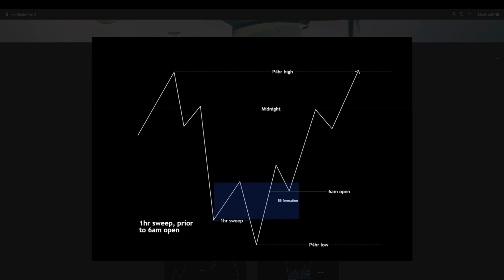And then you've got other examples like this where you don't necessarily need the 1 hour high or low sweep to happen after 6 a.m. It can be prior, okay? So we've got a 1 hour sweep prior to the 6 a.m. open, okay? That's already informing us prior to the open that potentially we are going to look for those highs. And again, you'll see examples of this. So the 1 hour sweep occurred, we formed a breaker block, we opened at 6 a.m. and we started to run for the highs, okay? So it's just pre-warning us potentially of that bias.